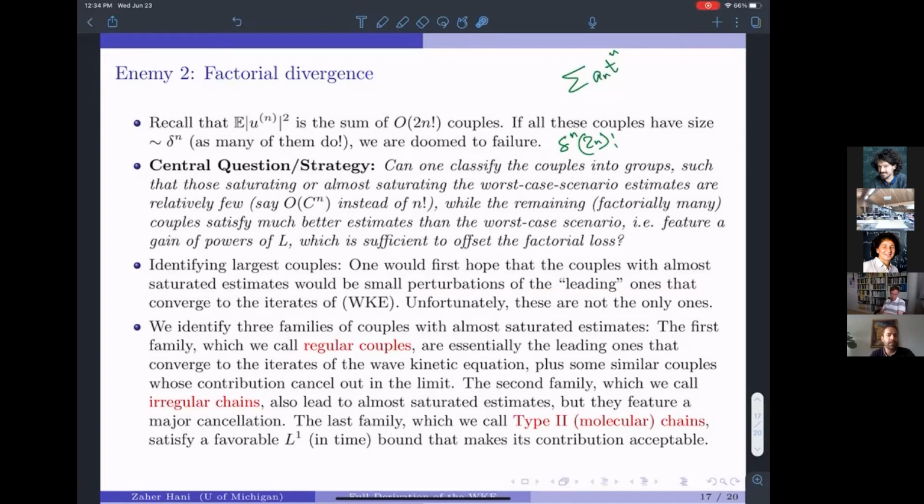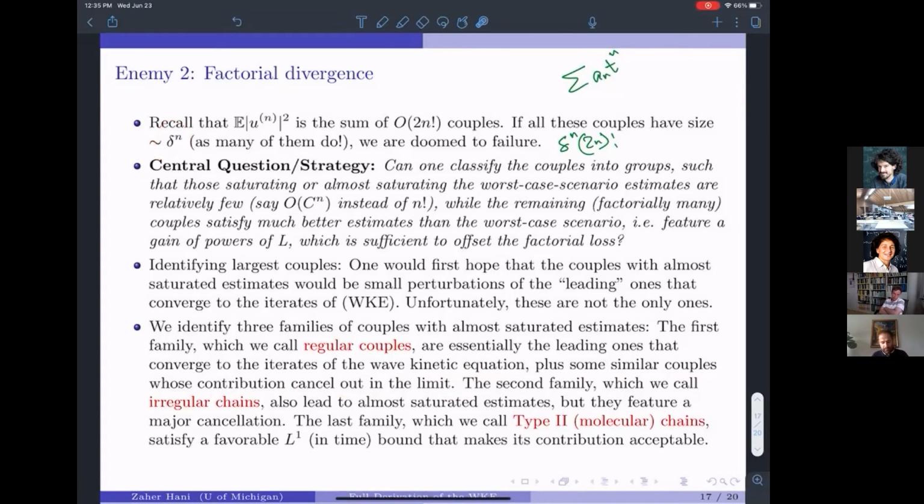These are the ones that converge to, or some of them actually, the situation turns out to be complicated even with the regular couples. Their analysis is quite elaborate as well. So those regular couples contain inside them, as a subset, the couples that converge to the wave kinetic equation. They also contain couples whose contribution cancels out in the limit.